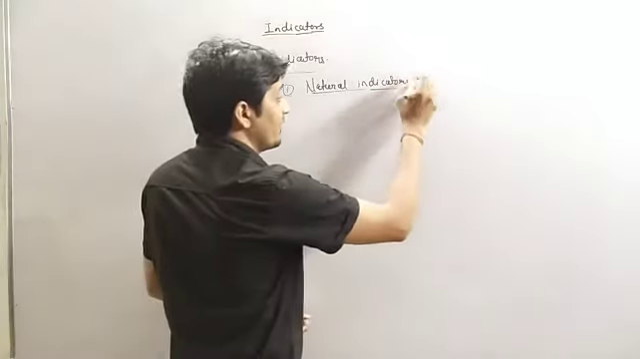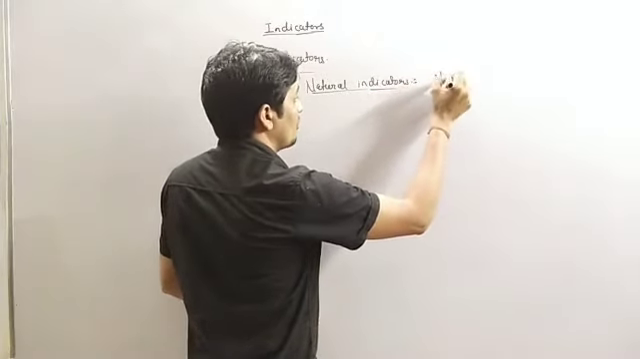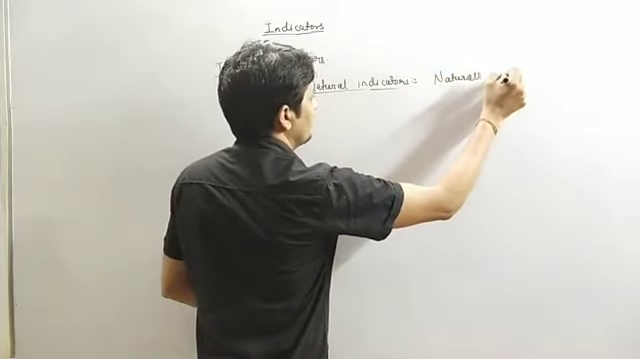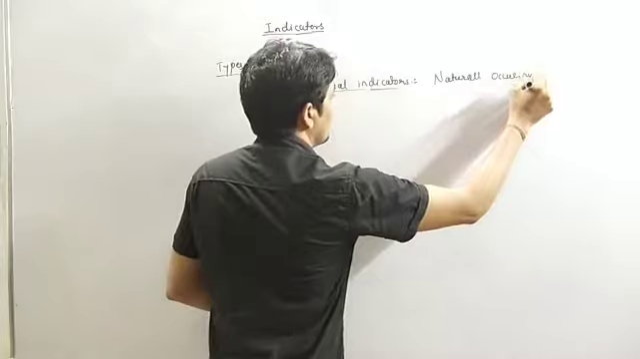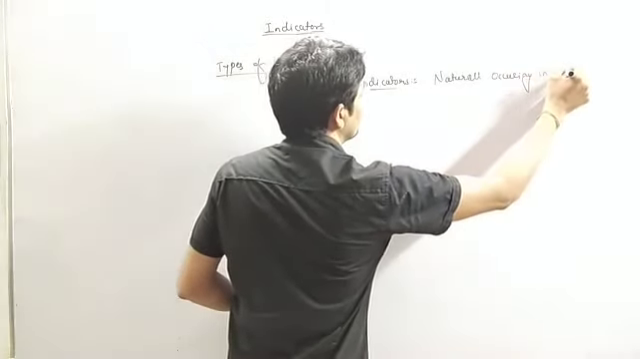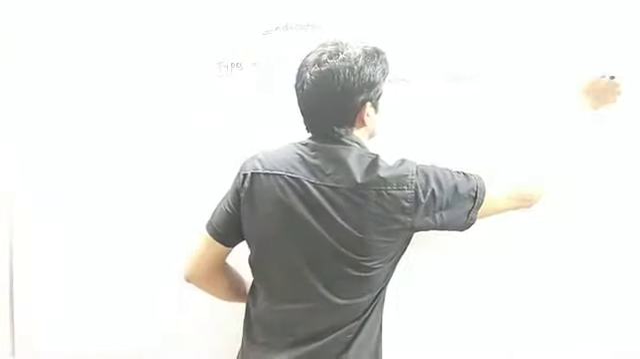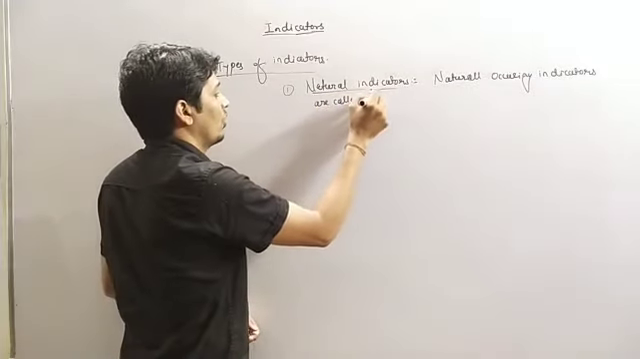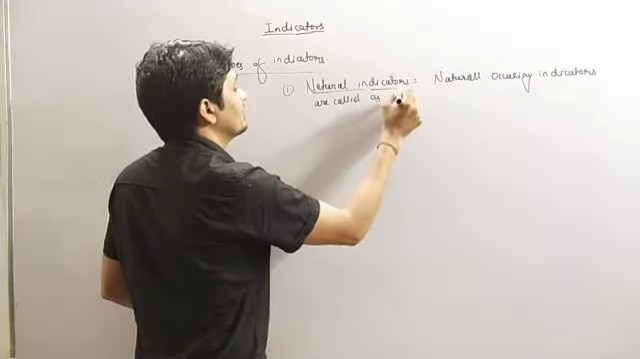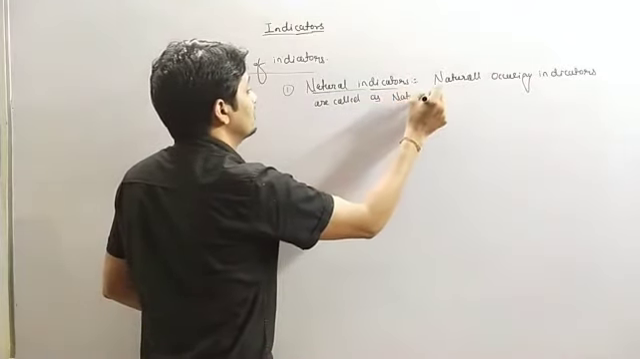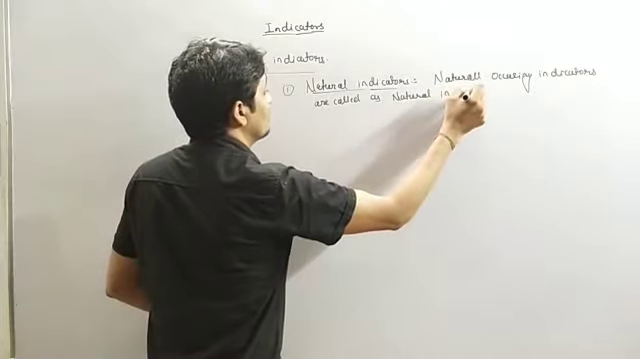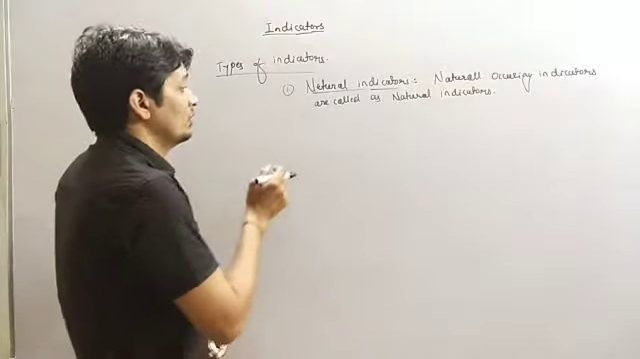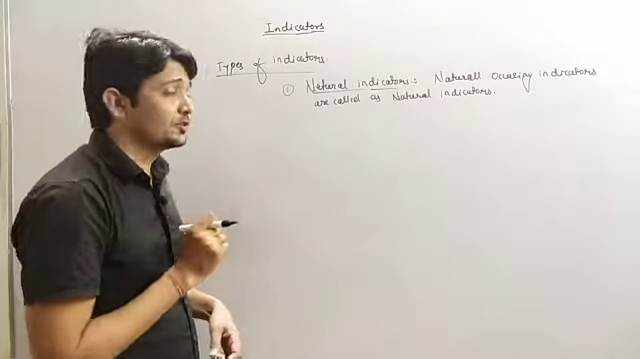So what will be the definition? In short, we can say naturally occurring indicators are called natural indicators. Okay, now we have to take a few examples also.